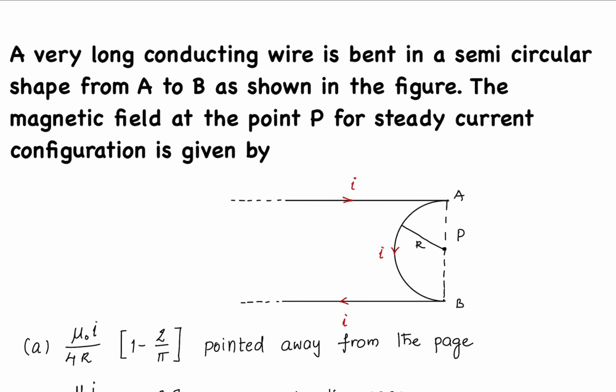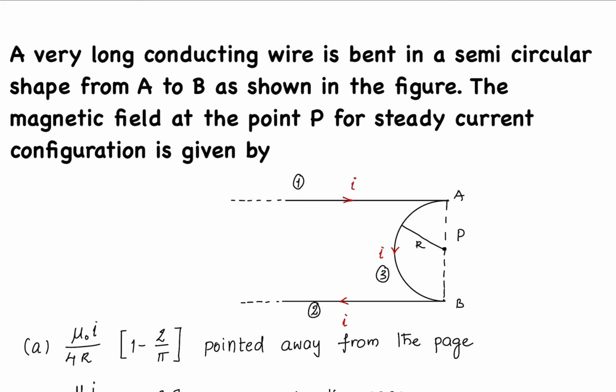And here, if you look at this diagram, there are three wires that we can consider. The first one is this one, the second one is this one, and this is the third wire, semicircular. So this is wire one, this is wire two, and this is wire three. Now we are supposed to calculate the net magnetic field at this point P due to these three current carrying wires. This is a single wire which is bent in this form as shown here in the figure.